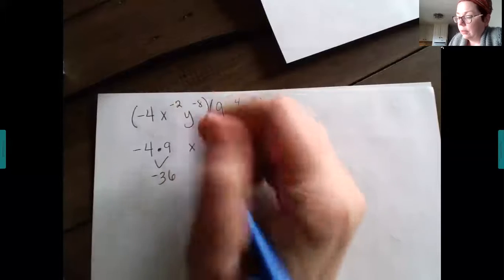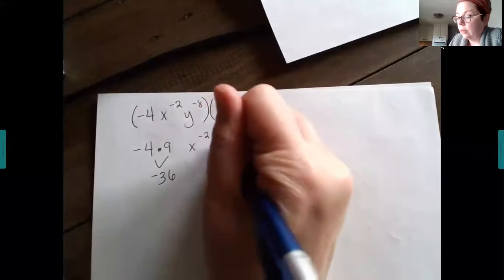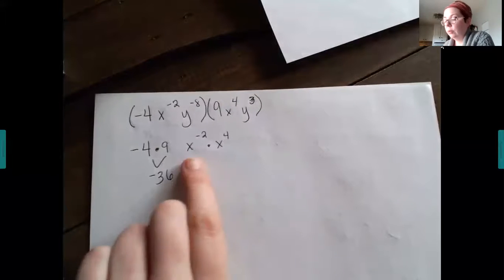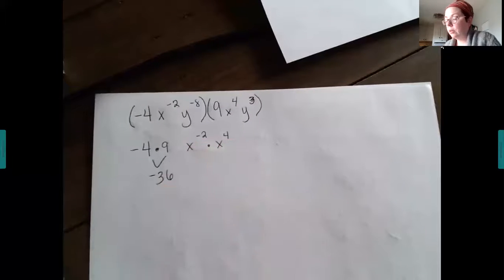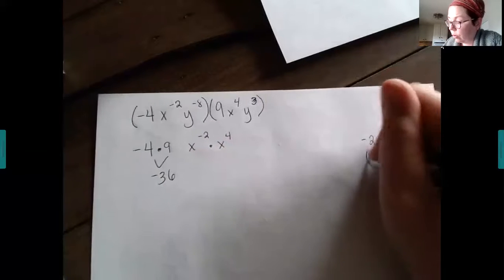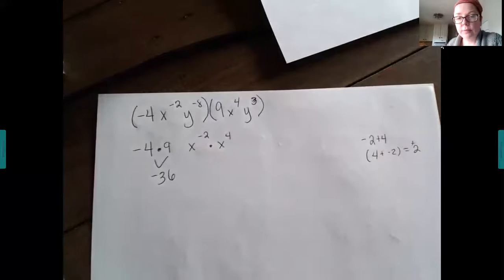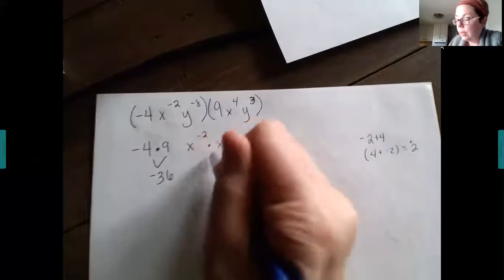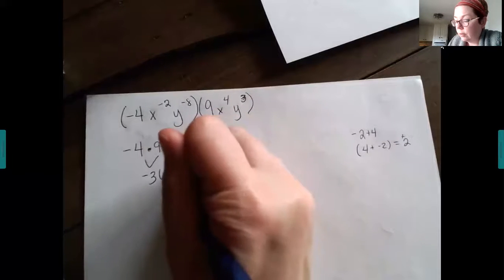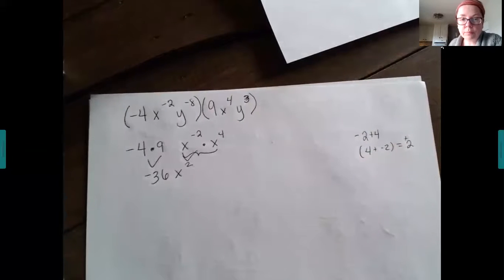We have x to the -2 times x to the 4th. So like we said, when we multiply with the same base, we add our exponents. So what is -2 plus 4? Or think about it as 4 plus -2. It's a +2. So when we combine these, this will be positive. There we go. Positive x squared.